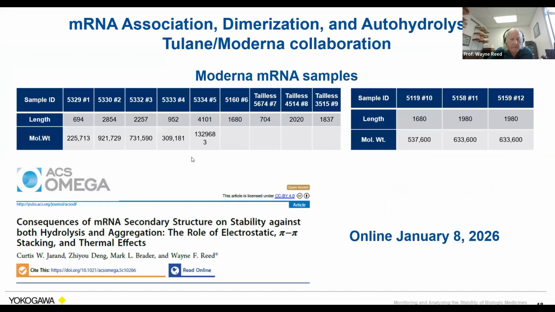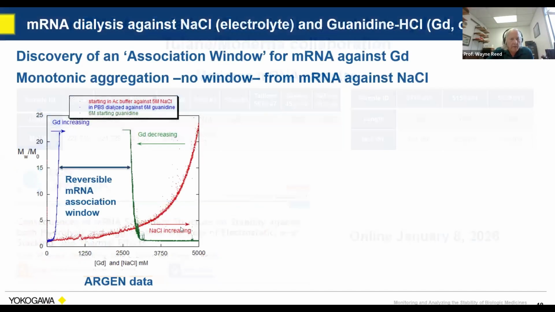Okay. So I'm going to give a very quick case study. We did this with Moderna. It was just published a couple months ago, with mRNA association and dimerization autohydrolysis. They provided us with a series of mRNA samples, different lengths. Again, this is all published. And so this is interesting.